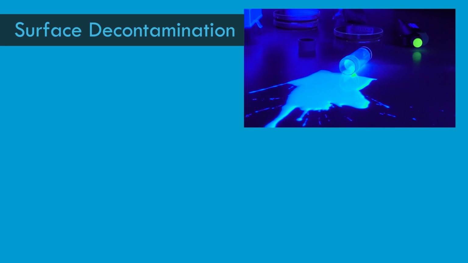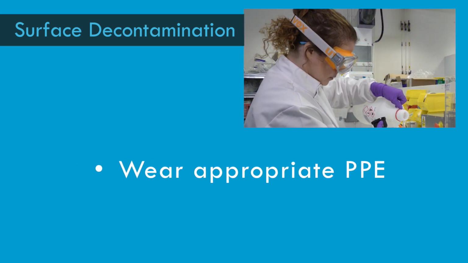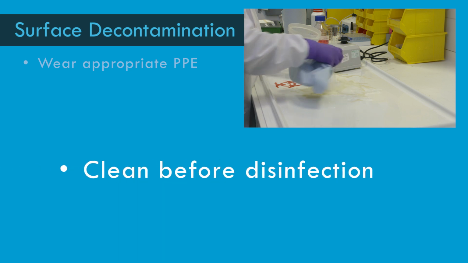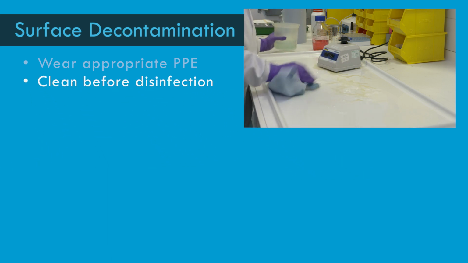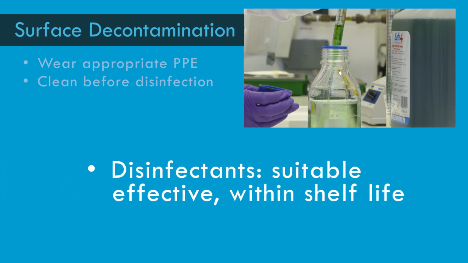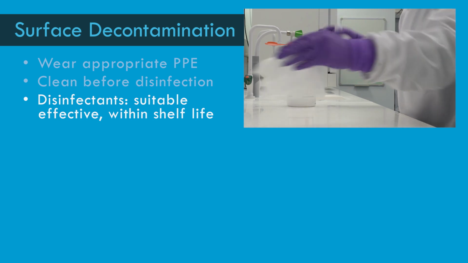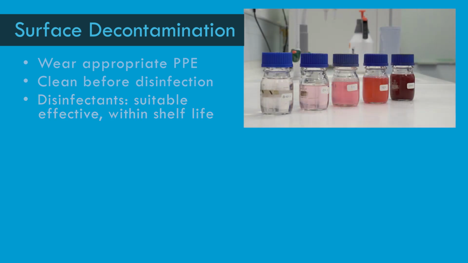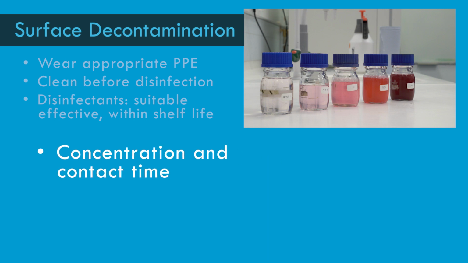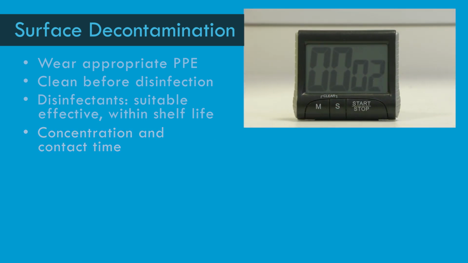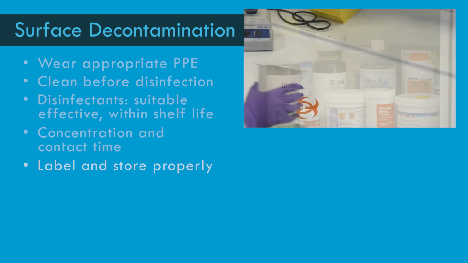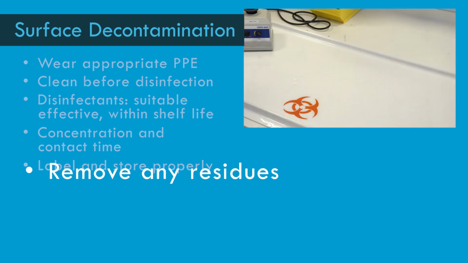In summary, effective surface decontamination practices must include wearing appropriate PPE that protects against the biological agents and the disinfectant chemicals. Where necessary, clean surfaces before disinfection. Use disinfectants that are suitable for the surface material, effective against the biological agents, freshly prepared, and within their shelf life. Make sure disinfectants are used at the right concentration and with the right contact time. Disinfectants should be clearly labelled and stored properly. Remove any disinfectant residues with water or alcohol.